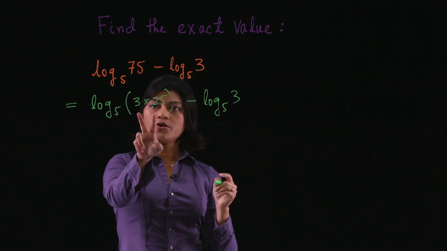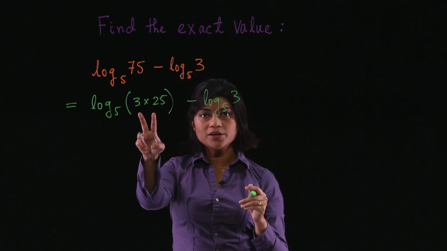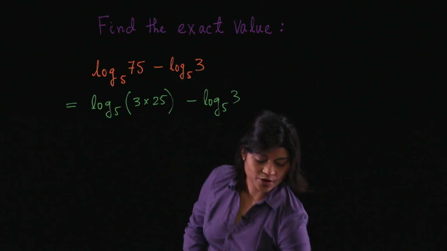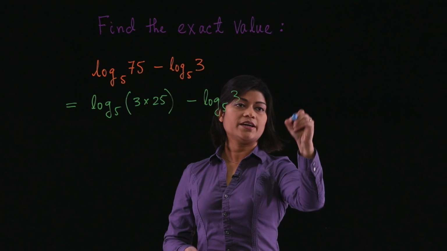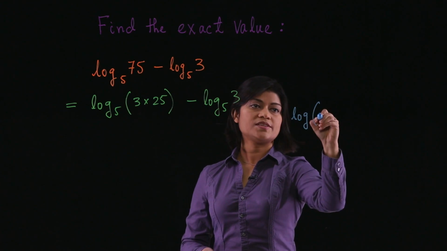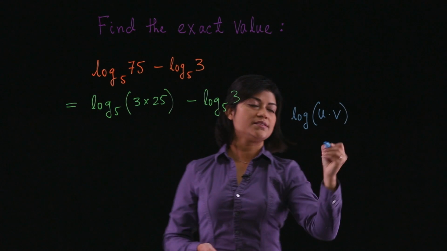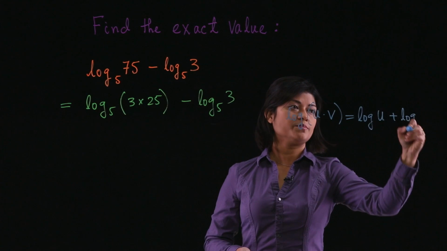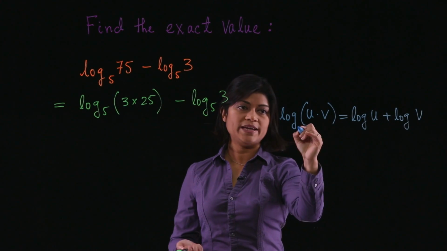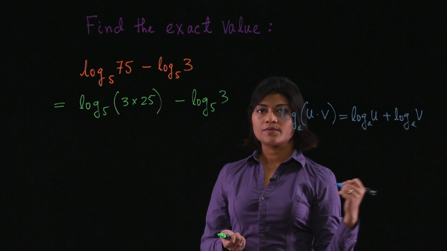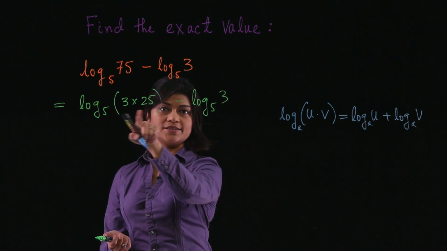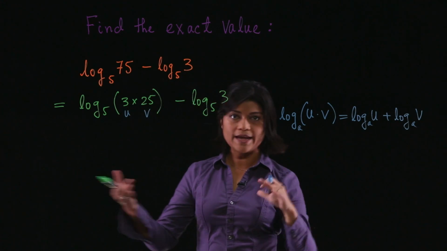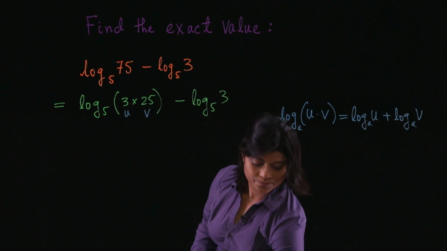Now, as soon as you write 75 as a product of two numbers, you can apply a property of logarithm to break them apart. And what is the property? Well, we know that logarithm of, say, u times v is equal to logarithm of u plus logarithm of v. And you can have any base. So this is exactly the situation we have. We have u times v here, so you can break it apart as a sum of two logarithms.